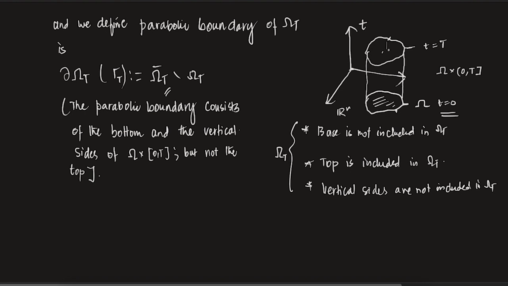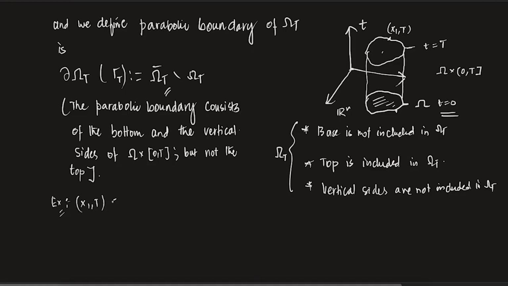So let's put an example. Let's say this point is x1 and capital T. That is x1 and capital T. This point, x1 and capital T. Do you think that is on gamma t?